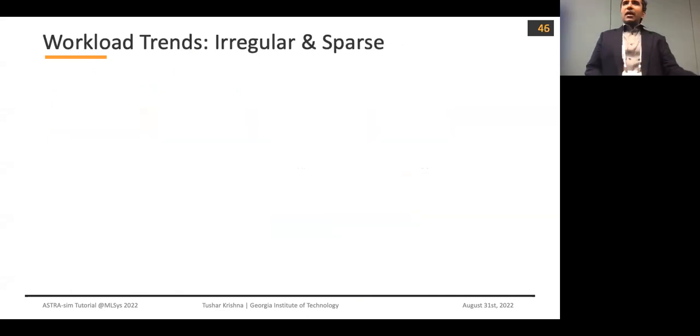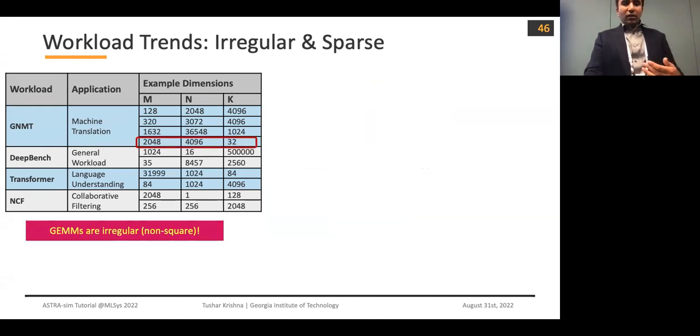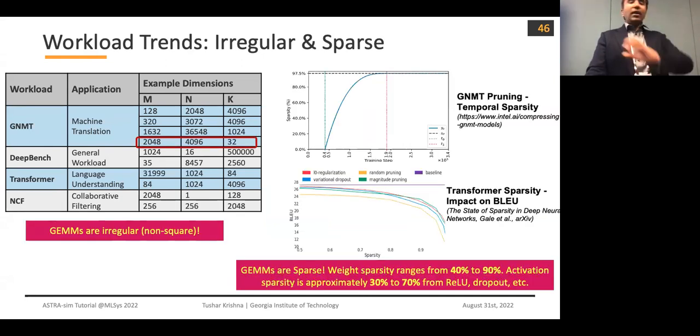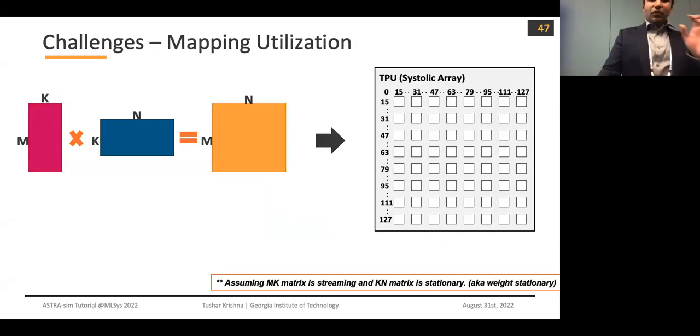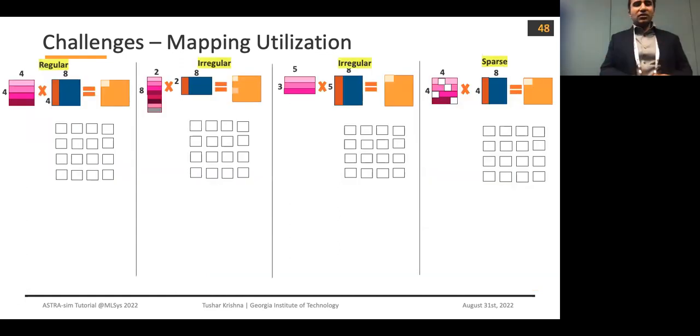But there are again interesting trends from the workload that make some of these things challenging. These GEMMs that I talked about actually tend to be highly irregular, which is non-square, and in many cases highly sparse, because of explicit pruning, or because you have activation functions like ReLU and things like dropout. What that means is, if you take this GEMM, whether in the forward pass or the backward pass, and map it onto your accelerator, you can run into utilization challenges.